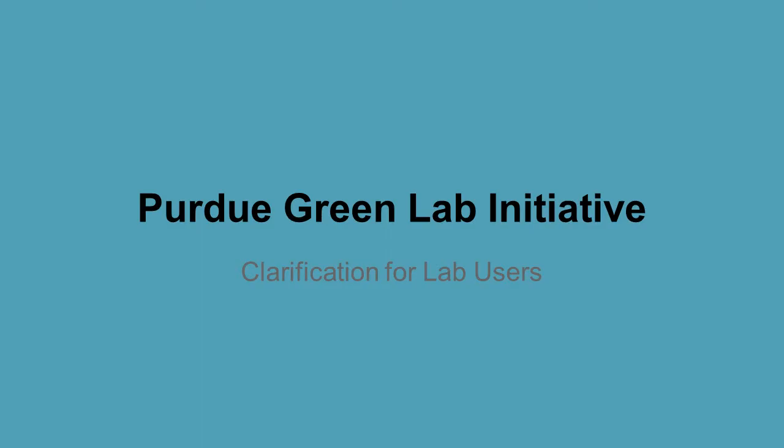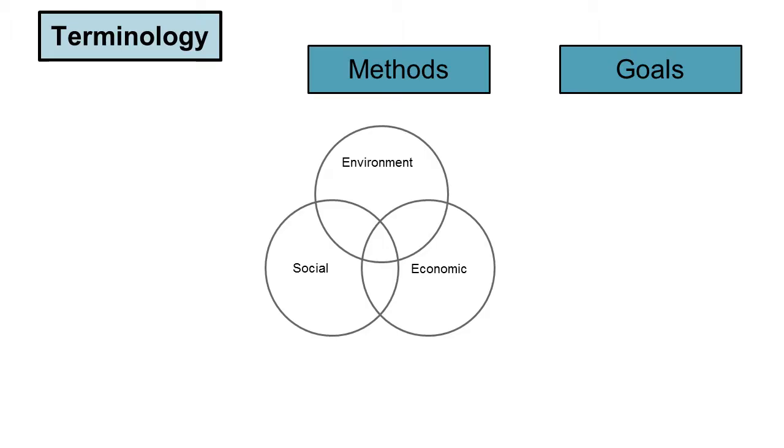In this video, we want to clarify the terminology, the methods, and the main goals of the Purdue Green Lab Initiative Senior Design Project. And we'll start with clarifying things like the term green. Sustainable development is development that meets the needs of the present without compromising the ability of future generations to meet their own needs. You may have heard this before.